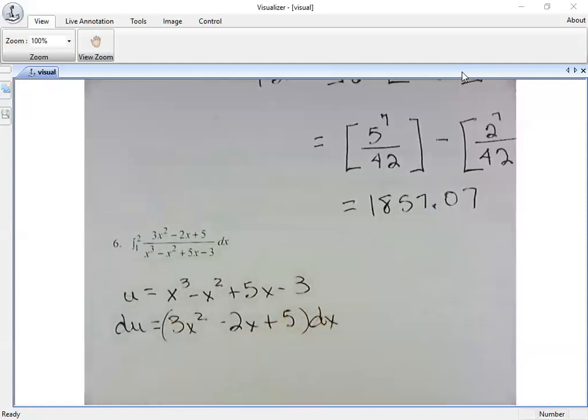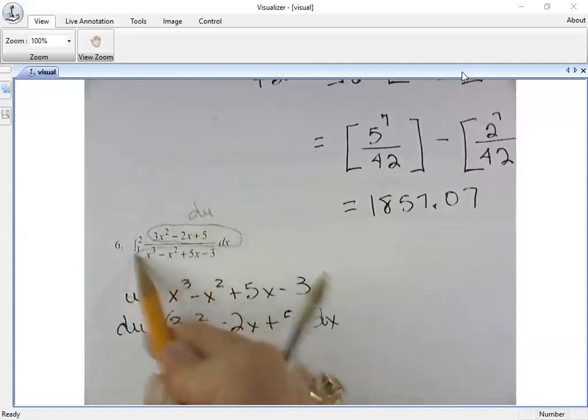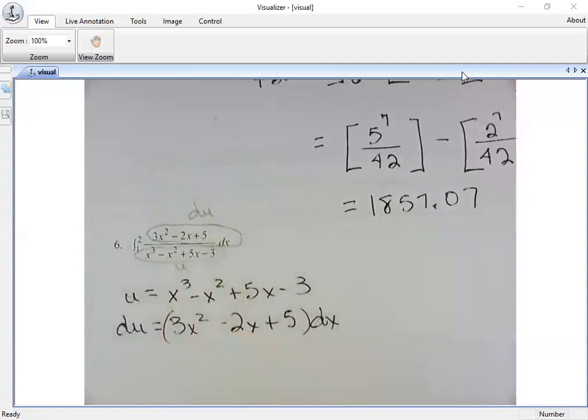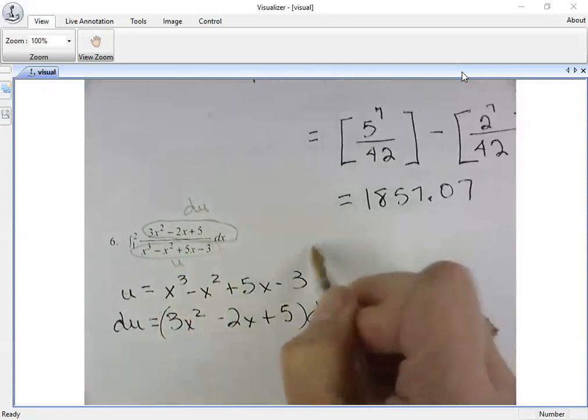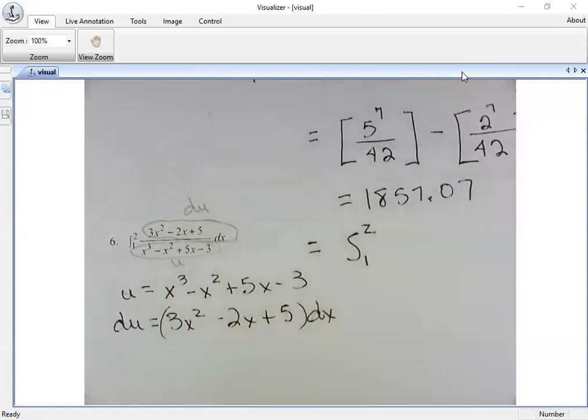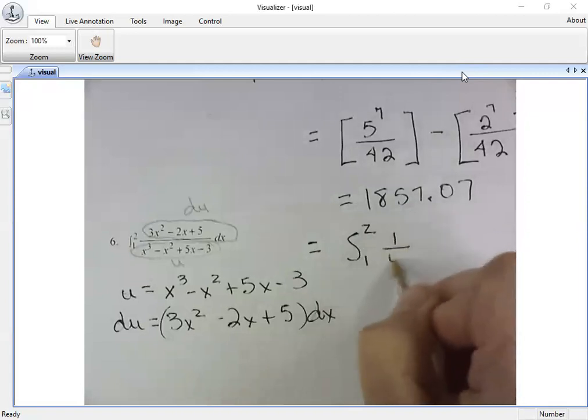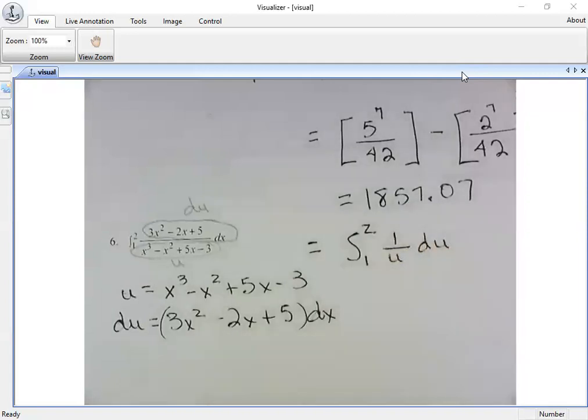Now, double check for me. Did we get lucky? Yes, because all of this is my du, and all of the denominator was the u. So I don't think this is going to be too difficult once we figured out that we could do this u substitution. So we are actually integrating the definite integral from 1 to 2. If you want to leave the du in the numerator, you can, or you could think of it as 1 over u du. And do you recognize that integration pattern? It's a natural log. Very good.